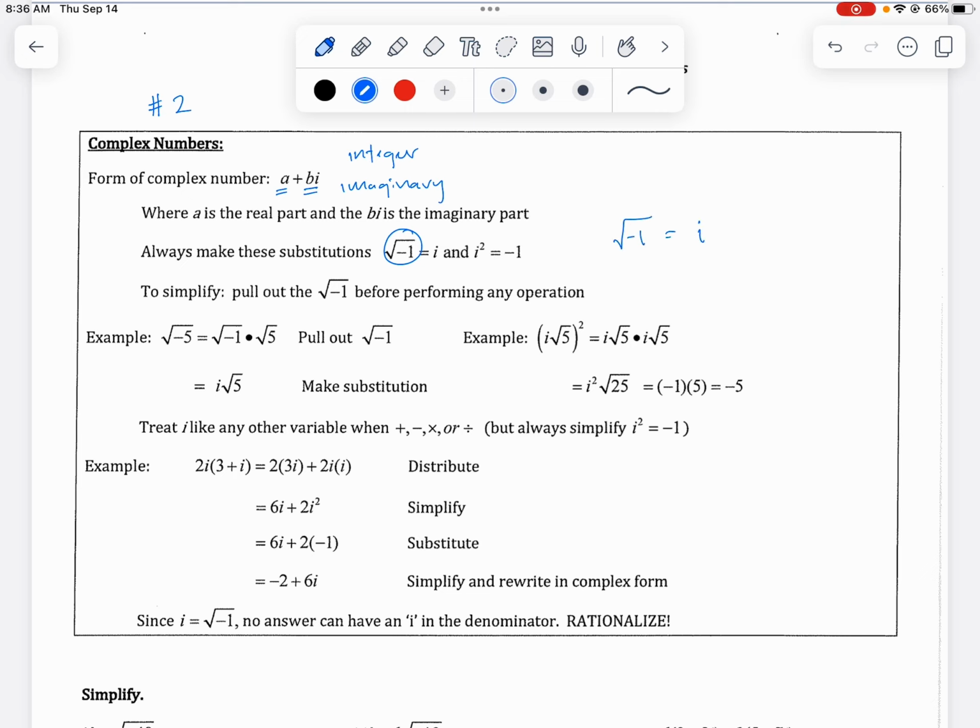Remember that because we can't take the square root of a negative, but we will end up with negative numbers, we need to have a way to manage that. That is called an imaginary number, denoted by that unit i. It is a constant that represents a value, just like pi is a constant that represents a value.